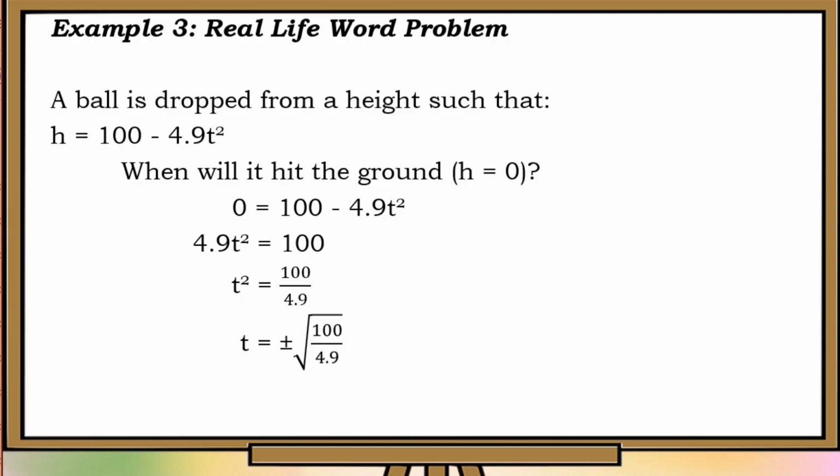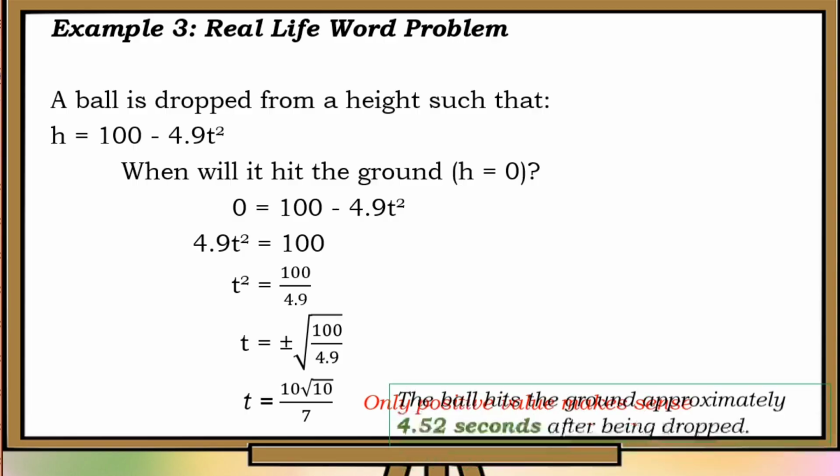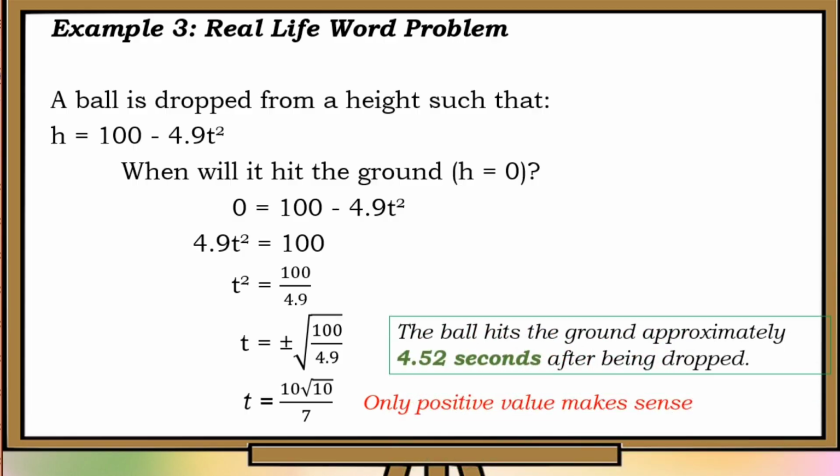So since we have a perfect square 100, but the denominator 4.9 is not a perfect square and is a decimal number, let us multiply both numerator and denominator by 10 so that 4.9 times 10 will be a perfect square. So we have 10 square root of 10 over 7. Take note that only the positive value makes sense in a word problem. So, therefore, the ball hits the ground approximately 4.52 seconds after being dropped.